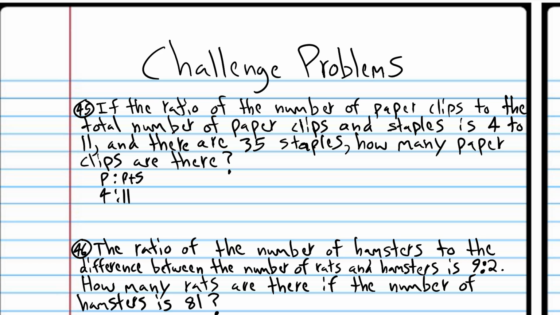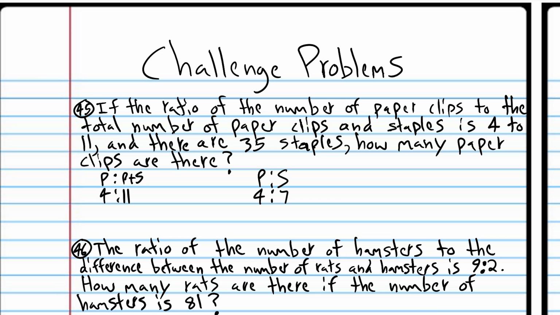So the problem is we need the ratio of paper clips to staples in order to solve this problem. We don't have the ratio of paper clips to staples. We have the ratio of paper clips to the total number of paper clips and staples. So what we have to do is figure out this ratio. But if 11 is the total, all you do is take 11 and subtract 4, because first of all, we already have this number. We're just looking for this number. So you just take 11, which is the total, and subtract 4, and that gives you 7.